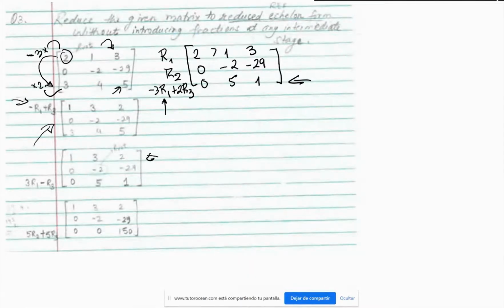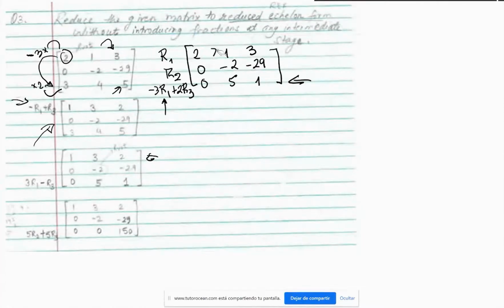At the end, the result is the same independent of the way you did it, because the row echelon form is unique. The reduced echelon form needs a 1 here, but we are not supposed to divide, just at the end, okay?